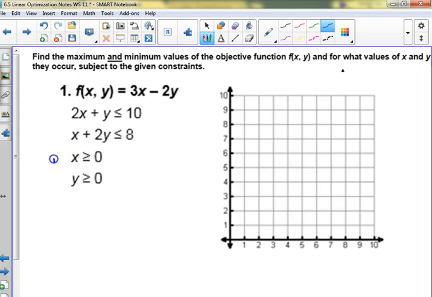Okay. x is greater than 0, y is greater than 0, means it's in the first quadrant. We're done with those. Okay, how do you want to do this equation that I'm going to do in red right here? Want to get it in y equals form, or do you want to find the zeros? If you get it in y equals, it'll say y is less than or equal to negative 2x plus 10. Anybody tell me what the other zero would be?